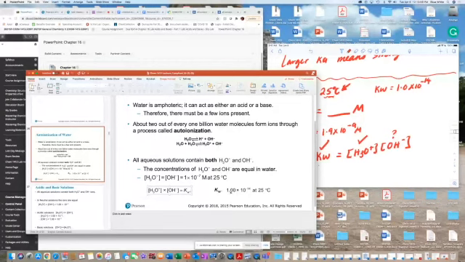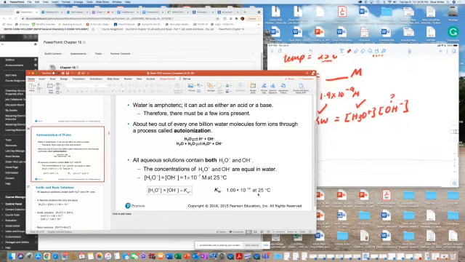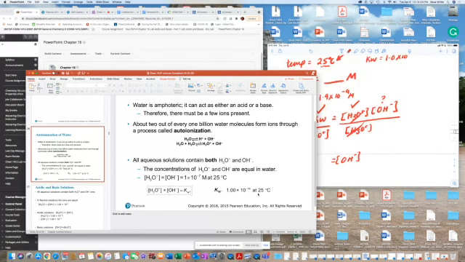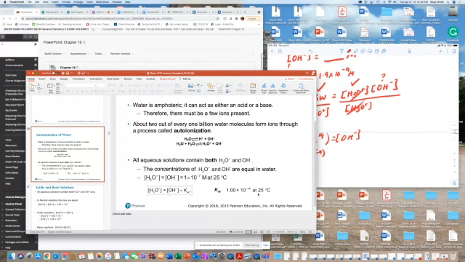So Kw is 1.00 times 10 to the negative 14 at 25 degrees Celsius. It's a different number when the temperature is different, right? So to solve for OH minus, just divide both sides by H3O plus. And we get OH minus equals Kw, which is going to be 1.00 times 10 to the negative 14 over 1.9 times 10 to the negative 9. Don't forget to use parentheses.